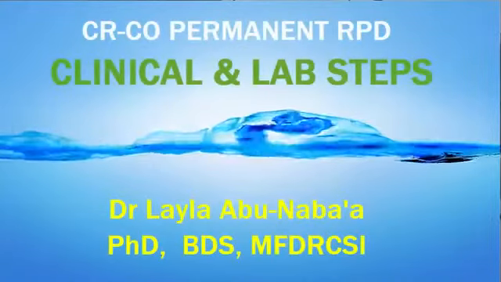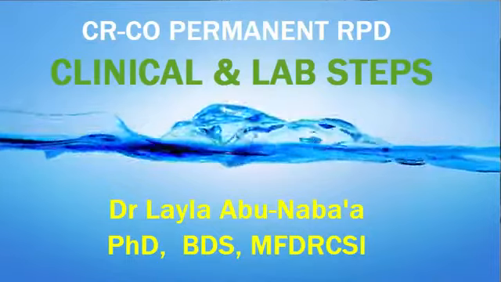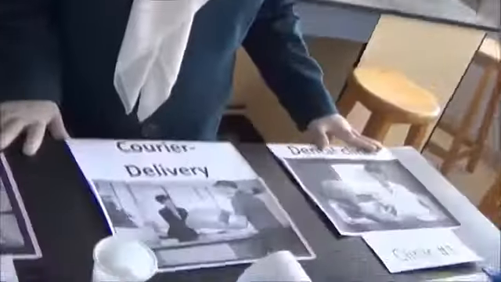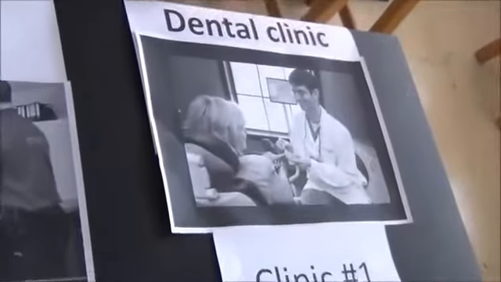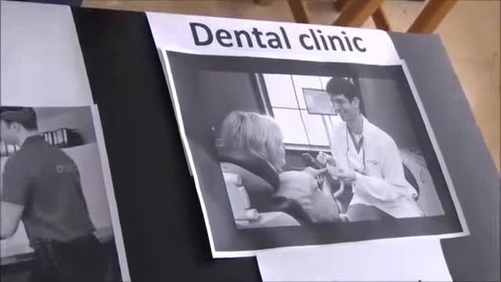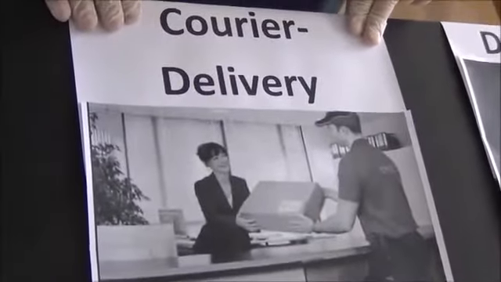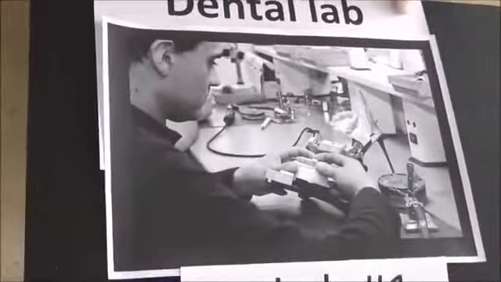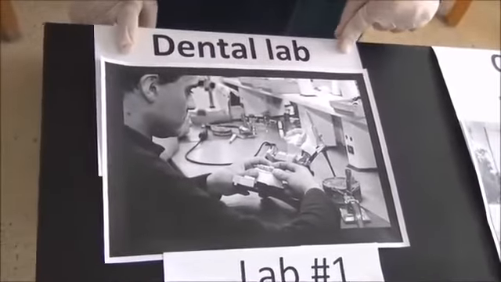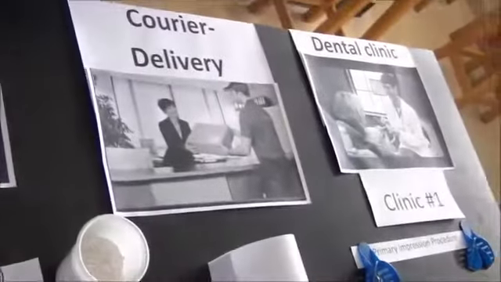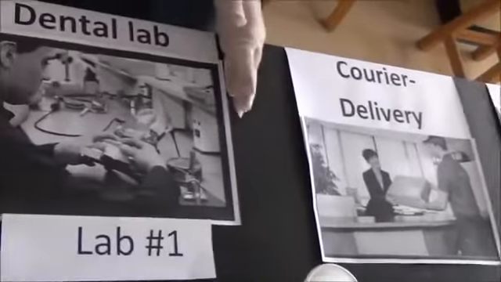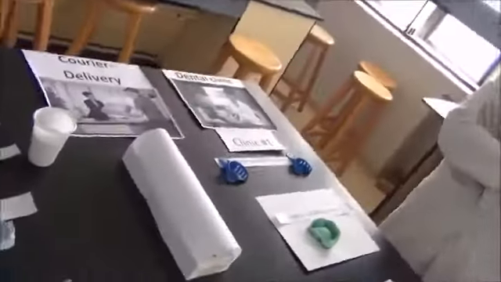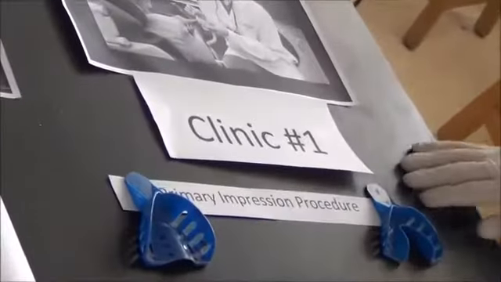We are trying to combine in this demonstration the steps done inside the clinic and in the lab. If you can see the demonstration here, we have divided it into 3 regions. This region will be talking about the dental clinical procedures. This region will be concentrating on the delivery and what is going to be delivered from the clinic to the dental lab. And the procedures that will be described here will be done by the dental technician. So this is the area of authorization for the dentist, and this is the area where the dental technician will be working.